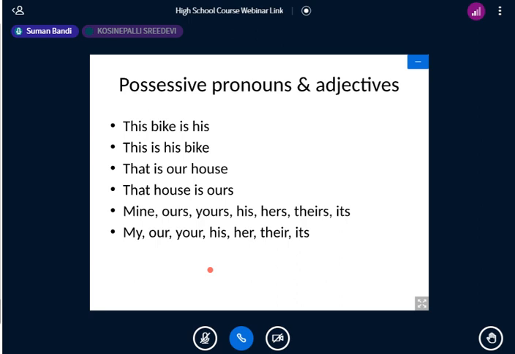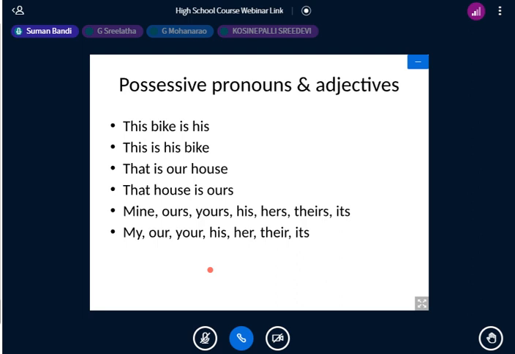For example, the first sentence, this bike is his. In this sentence, is his an adjective or a pronoun? Can you tell me? Pronoun, sir. It's a pronoun. It's a clear case of pronoun because there is no noun following it. But in the second sentence, this is his bike. It is?